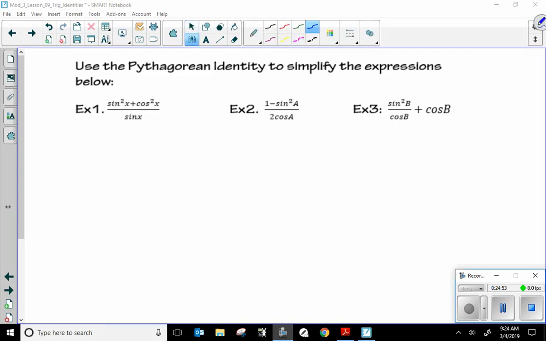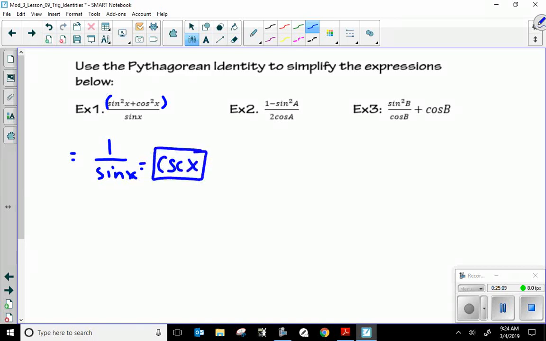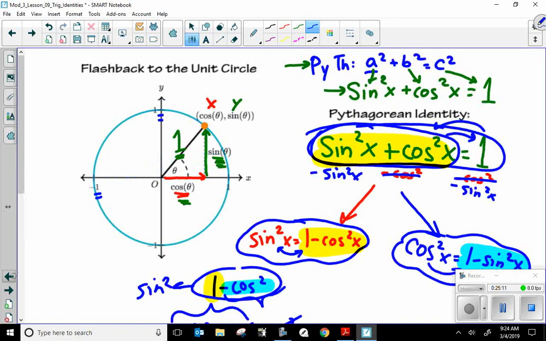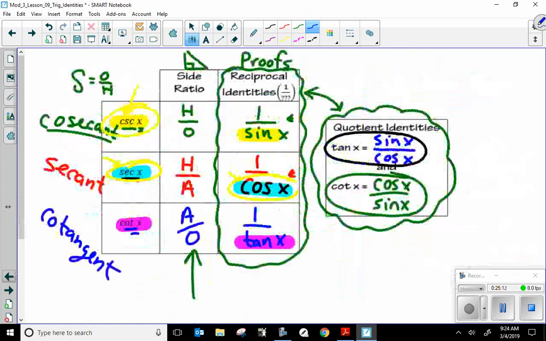Okay, right off the bat, I see sine squared plus cosine squared. This is equal to 1. So I'm going to say 1 over sine of x. I know that's a reciprocal function. I know that equals cosecant of x, and I am done. How did you know that? Because we need to get good at knowing our reciprocal functions.